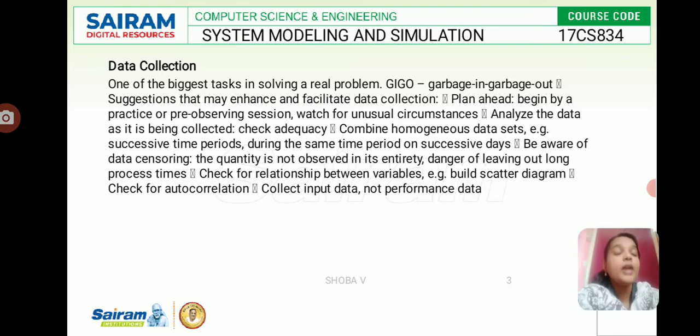Next, we have to identify a probability distribution to represent the input process. When data are available, this step typically begins with the development of a frequency distribution, for example over successive time periods, or during the same time period on successive days. Be aware of data censoring, where the quantity is not observed in its entirety, and the danger of leaving out long process times. Check for relationships between the variables, for example by building a scatter diagram and checking for autocorrelation. Here we have to collect the input data and not the performance data. Then we have to choose the parameters that determine a specific instance of the distribution family.